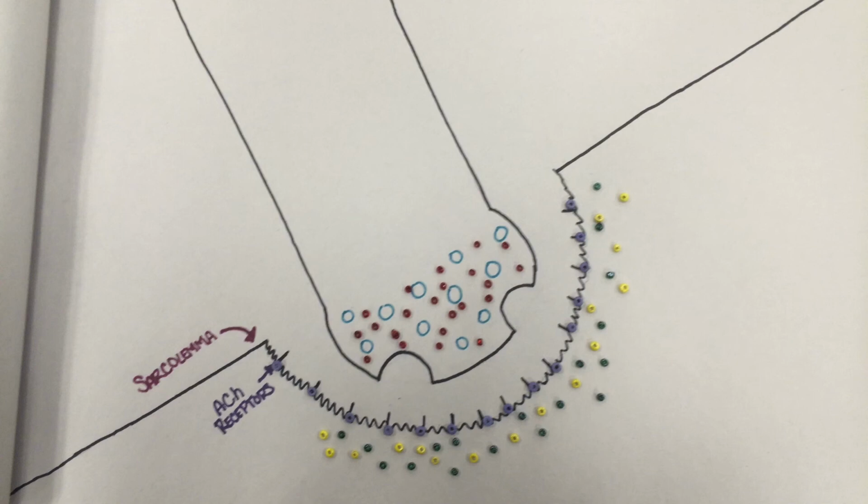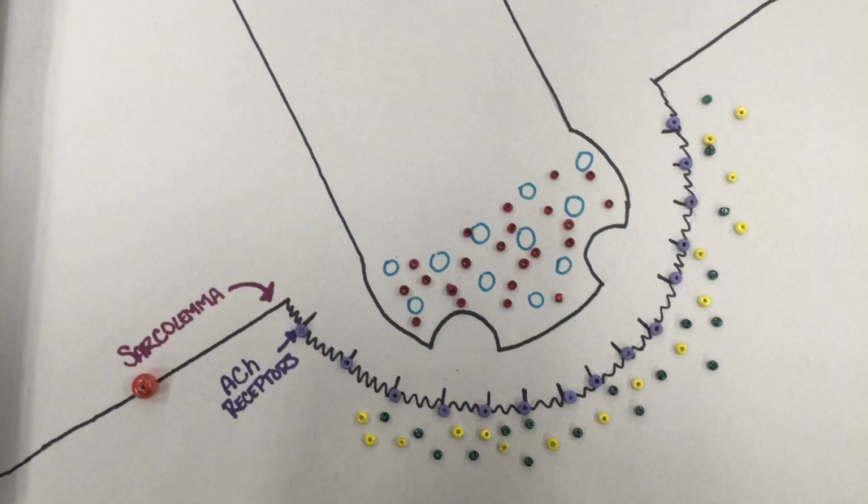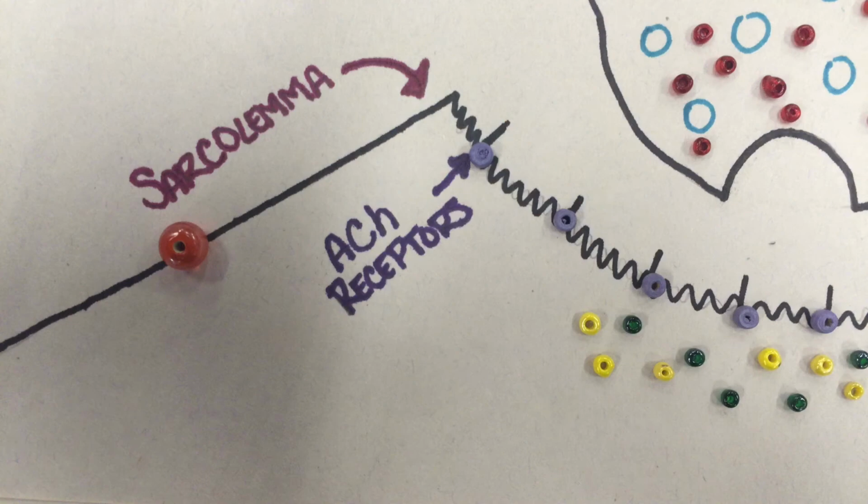This depolarization from the sodium ions and the potassium ions being on the same side of the sarcolemma causes a big enough depolarization to hit threshold, which will cause a new action potential on the muscle cell membrane. Let's take a closer look at the sarcolemma and the skeletal muscle structure.